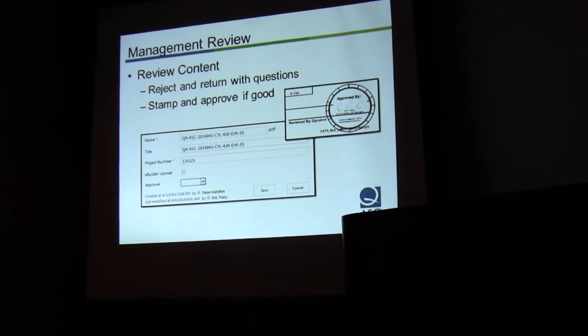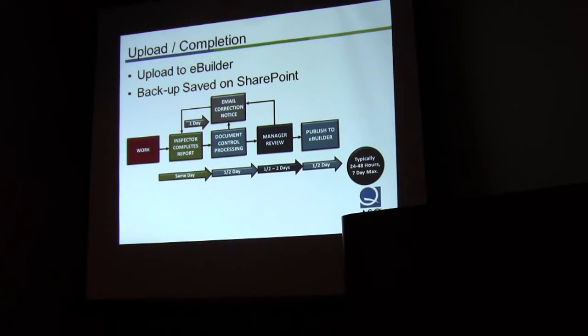In terms of the review of the content, the reviewer will go through it. If it's good, they will indicate that it's been reviewed. They've got a stamp that they can place digitally. If it's bad, you reject it and return it with questions to be answered, and it basically kicks it back to the front end of the process. They go into the template, clean up the template, upload it, and look at it again.